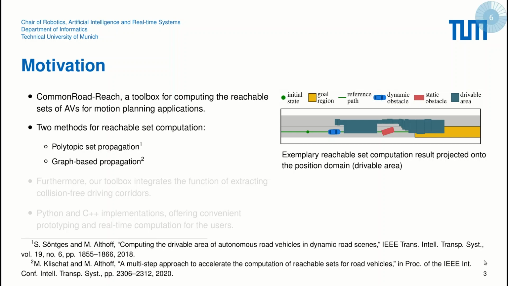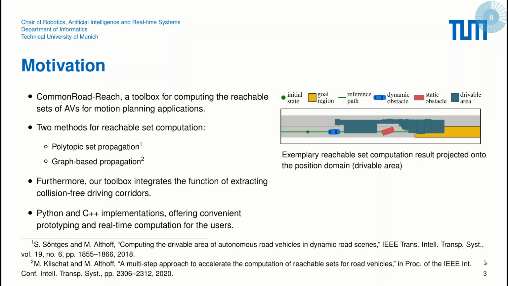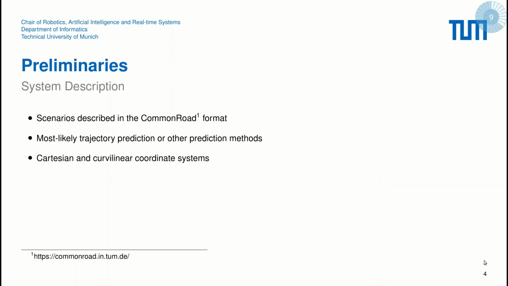Our toolbox integrates two methods for reachable set computation, namely polytopic set propagation and graph-based propagation. Furthermore, our toolbox integrates the function of extracting collision-free driving corridors from the computed reachable sets. We provide Python and C++ implementations of the algorithms, offering convenient prototyping and real-time computation for the users. We now proceed to the preliminaries.